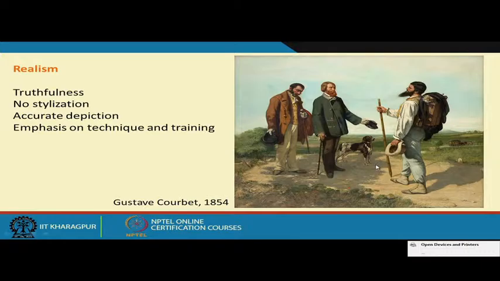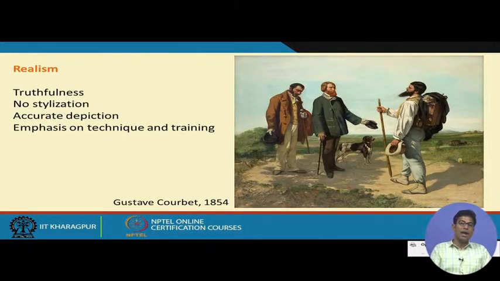Now, we come to realism. Realism was a particular art movement which took shape from the French school of art, and here, if you look at this painting, truthfulness was of utmost importance. There was no stylization, only accurate depiction, and there was a lot of stress on how you create these realistic senses.